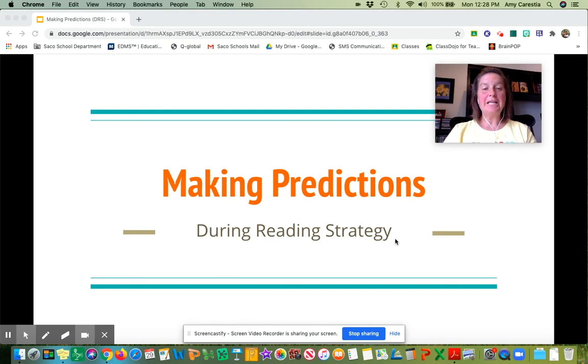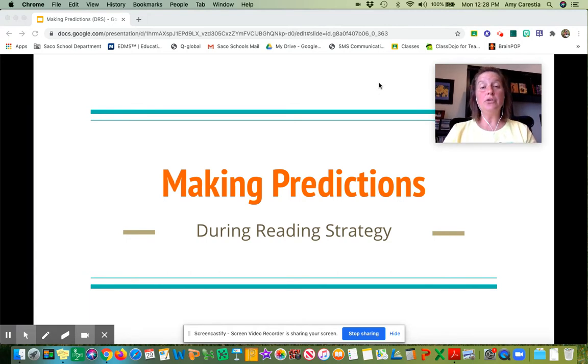Hi, everyone. Today's lesson is on the during reading strategy called making predictions. So the learning target for today's lesson is I can make predictions about the text that I am reading. We are going to be using this during reading strategy with a picture book so that we all have the same understanding of what a prediction entails.